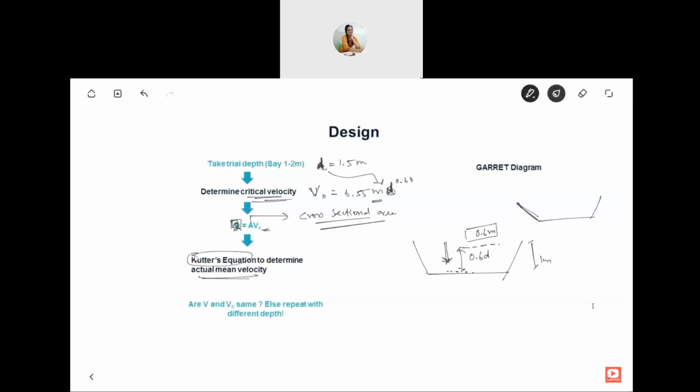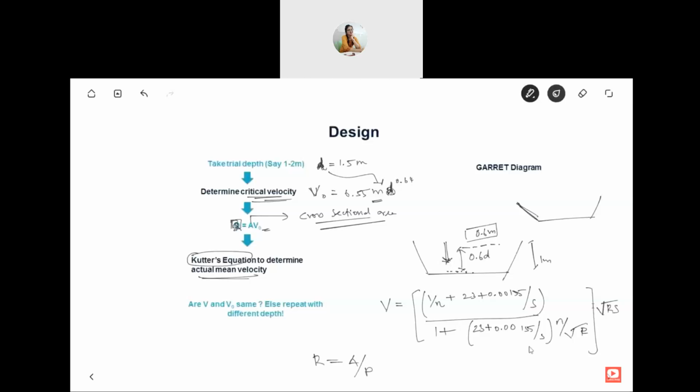So you use Kutter's equation to determine this actual mean velocity. Kutter's equation goes like, it's a very big formula. V is equal to 1 by n plus 23 plus ... divided by S ... n root R, and this whole thing is multiplied by root of RS. R is nothing but the hydraulic mean depth, which is area by perimeter of that channel, and S is slope, as you know. And n is the rugosity coefficient.